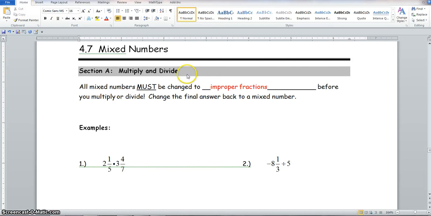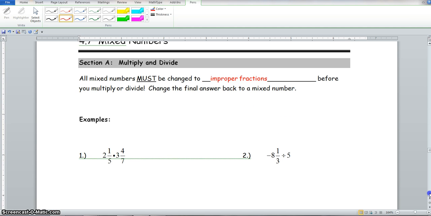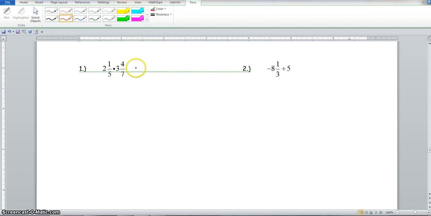Hello class, we're about to start section 4.7, mixed numbers. Now, it says all mixed numbers must be changed to improper fractions before you multiply or divide. Change the final answer back to a mixed number. So we look here at our examples. We have 2 1/5 times 3 4/7. So we need to change these mixed numbers to improper fractions.